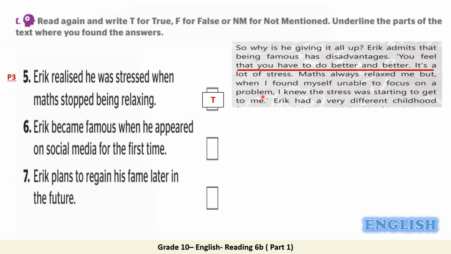You feel that you have to do better and better. It's a lot of stress. Math always relaxed me, but when I found myself unable to focus on a problem, I knew the stress was starting to get to me. So it was something stressful for him.